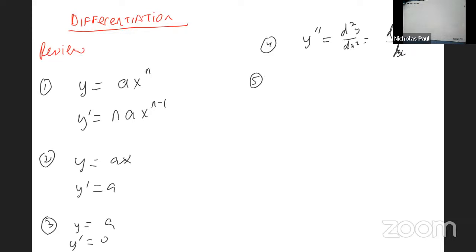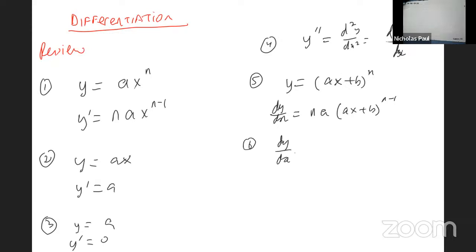We need to remember how you differentiate this again: (ax plus b) to the power of n. How do you differentiate that? The two methods are the shortcut method and the chain rule. The shortcut method is bring down the power, differentiate inside the bracket, put back the bracket, and minus 1 from the power. Okay, that's the shortcut. Or we could also say that dy/dx is equal to dy/du times du/dx. That's the chain rule.